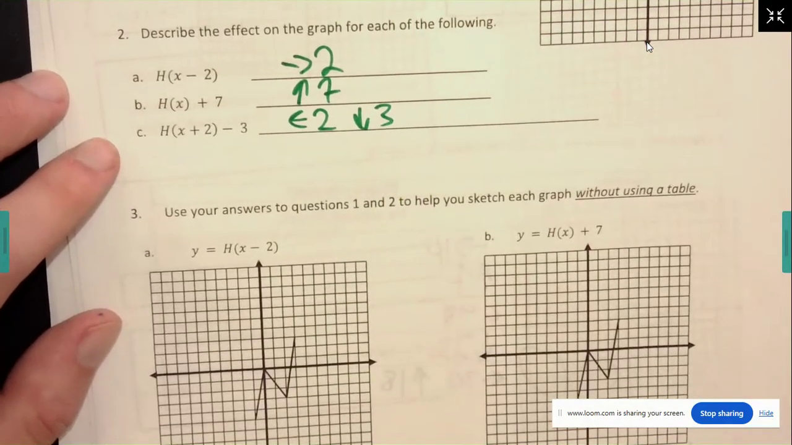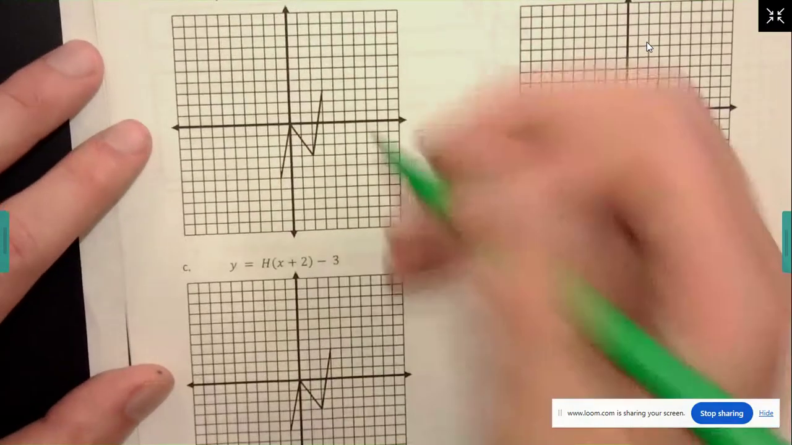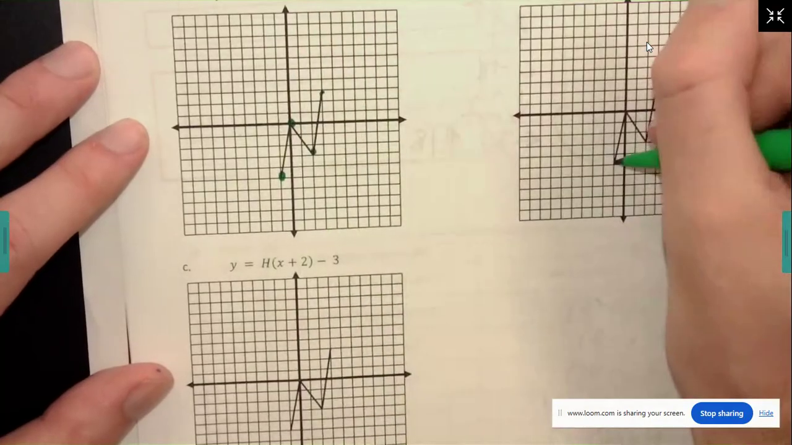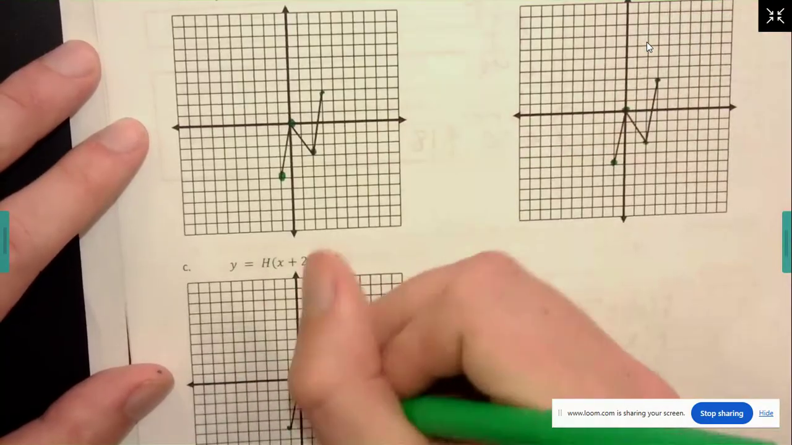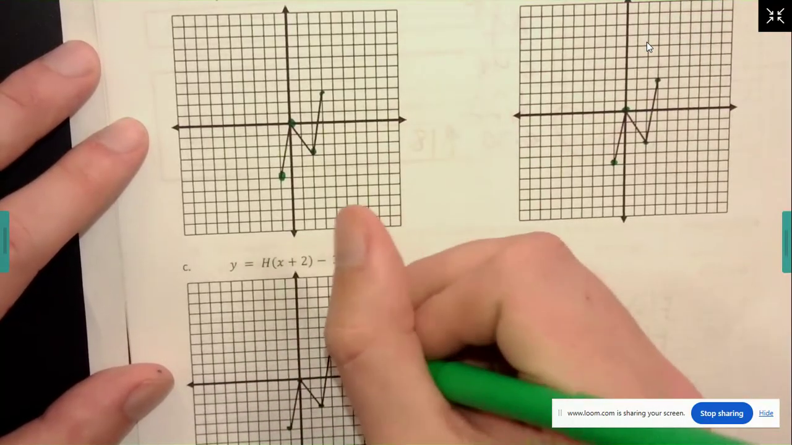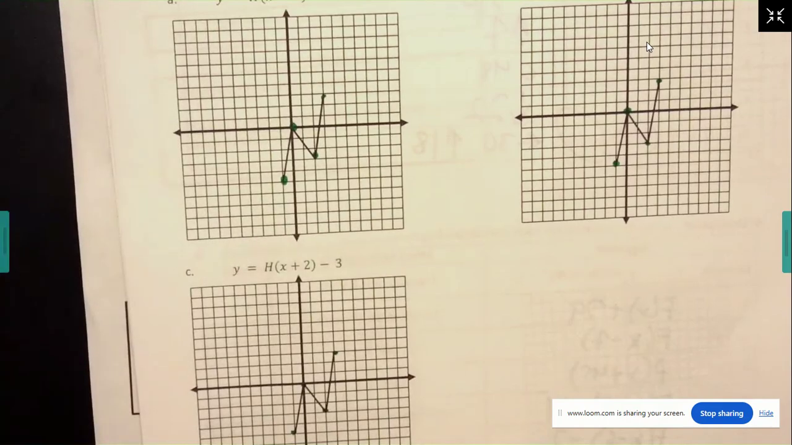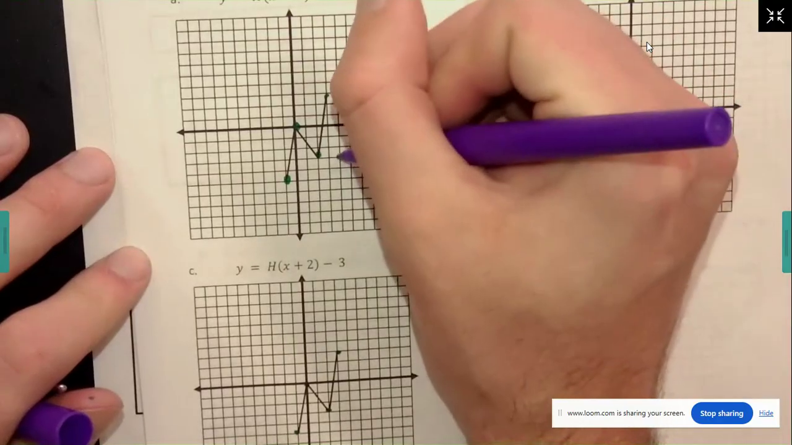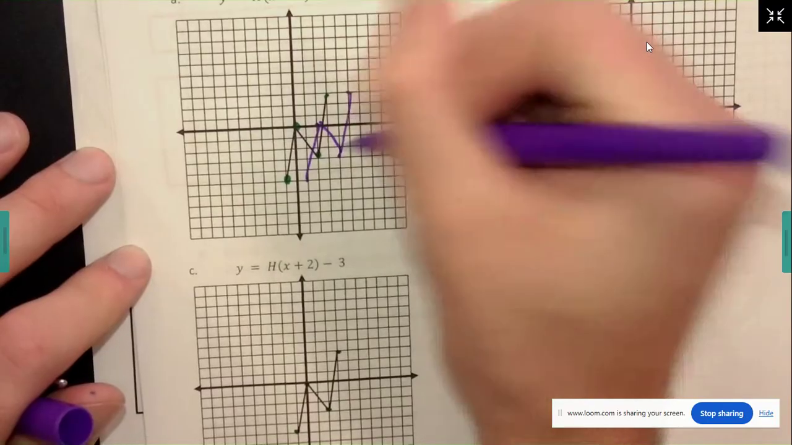Okay. Now, it says apply them without using a table. So I'll find these key points for all of these and move them in the ways we just listed above. Okay, so the first one we said x minus 2, we move it right 2. So I'll take those points and move it right 2. And I have my image.